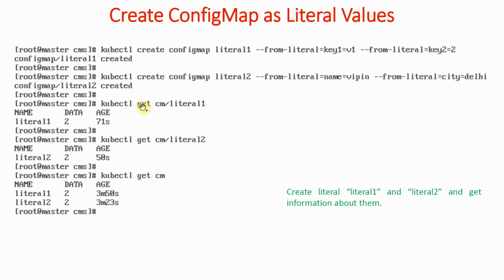And how to get the information about them? kubectl get configmap/literal1. So it is saying there are two data items, and the name of our config map is literal1. And when we run kubectl get cm/literal2, it is saying that the name of our config map is literal2 and it contains 2 items. And if you run kubectl get cm, it is showing us that 2 config maps are there, literal1 and literal2.